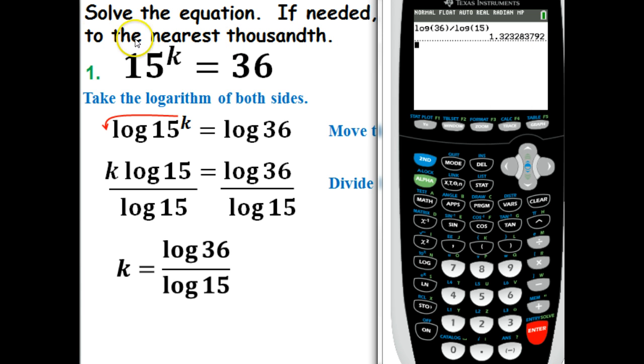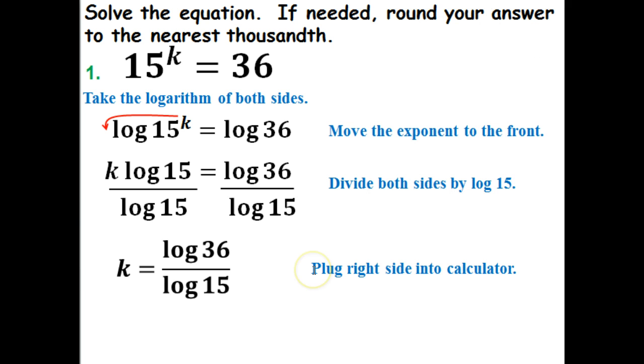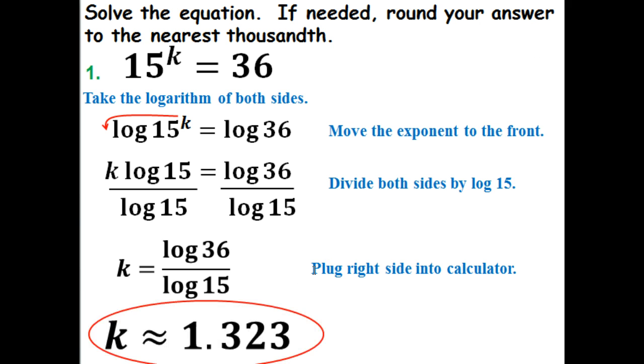Now this one asks us to round it to the nearest thousandth. Thousandth is 3 decimals, so that'll be 323. Right here, 1.323. So we need to move that over here. And then just simplify it. We plug that into our calculator. Here is our answer. k is approximately equal to 1.323. And we've got these little squiggly lines, if you will. That just means that we've approximated it because we've rounded it. Okay, so it's not exactly equal to that, but it's pretty close because we're rounding to the nearest thousandth.